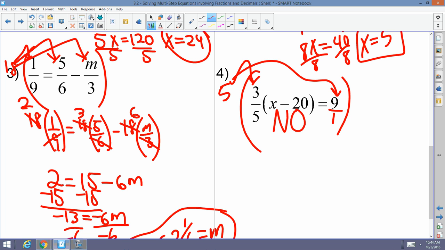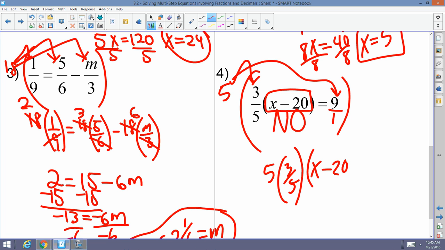Yes, sir. Very good, my brother. What's happening here is you're distributing the 3/5. So this x minus 20 has not been affected by the 3/5 yet. What am I doing right now in this first step? I'm getting rid of that denominator of 5. So I'm multiplying 5 to the 3/5, but I'm not multiplying it to the x minus 20, because the x minus 20 is whatever it is after I multiply this.